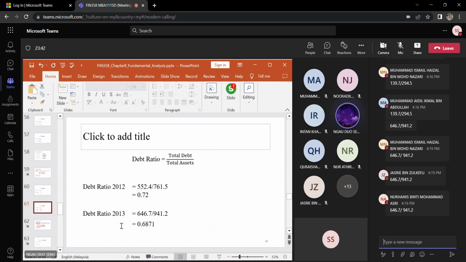Right, so we check 646.7 divided by 941.2, so we get 0.68. So which year is better? Yes, 2013 is lower. So for this debt, we want the lower one.